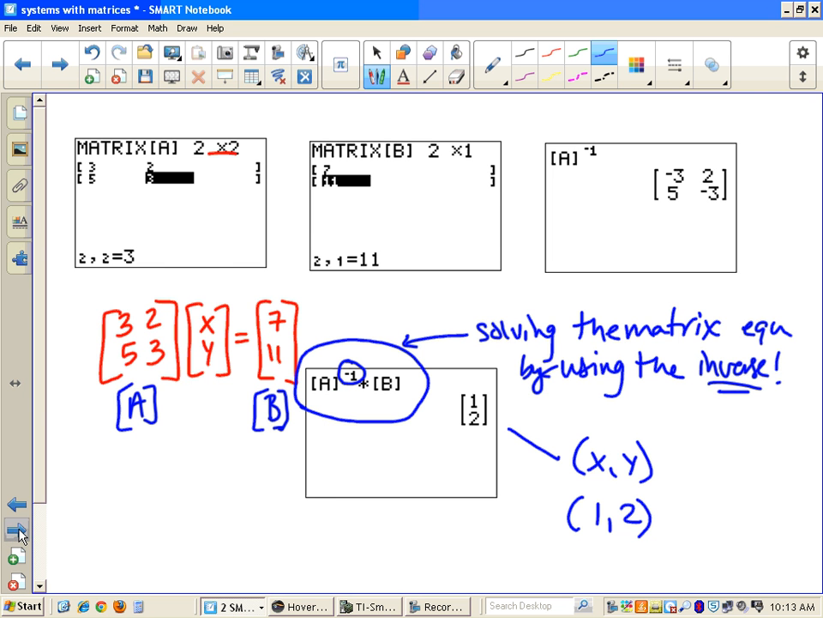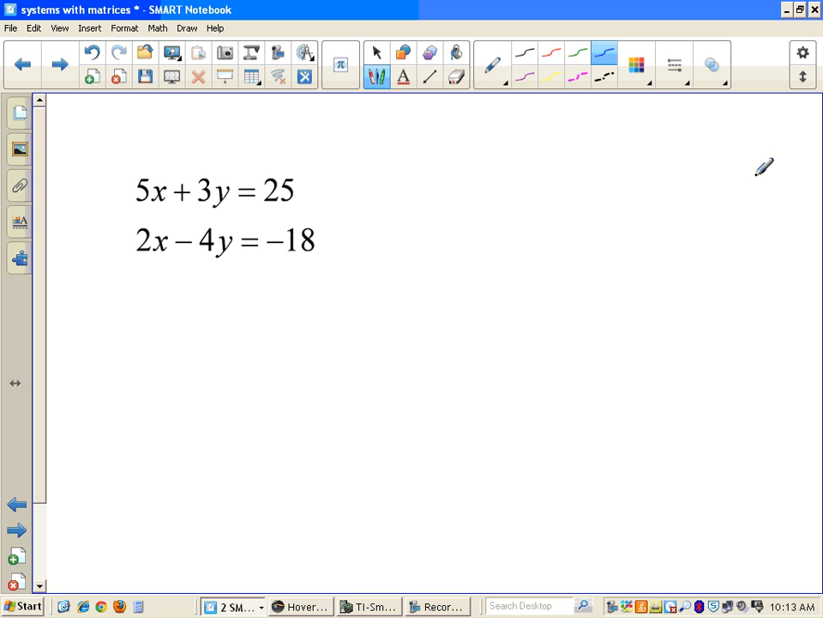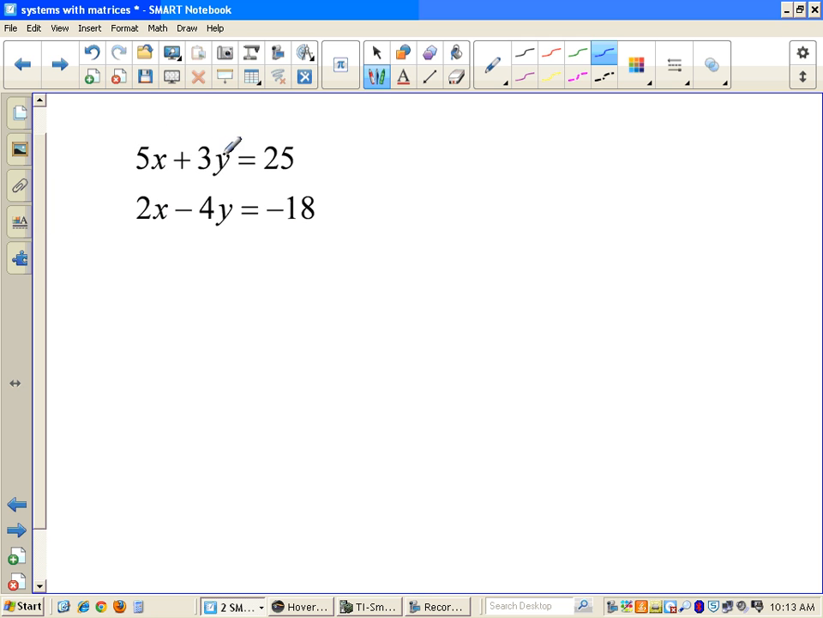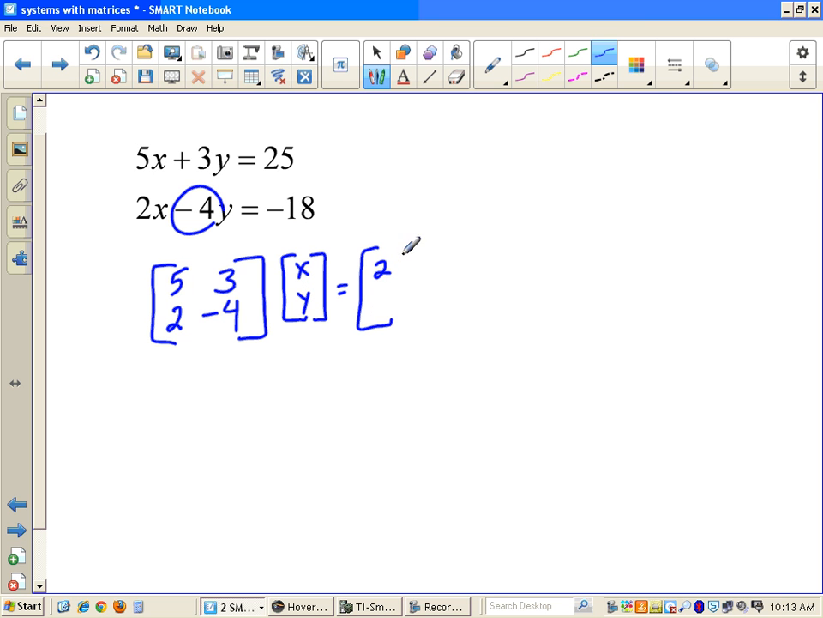Let's look at another example. If you look at 5x plus 3y equals 25, these are both in standard form, and 2x minus 4y equals -18. First step is to make that matrix equation, so I'm going to take the 4 coefficients, 5 and 3, 2, be very careful to take the negative with it if there's a subtraction sign there. So this is actually a -4. X and Y, and 25, and -18. So there's my matrix equation.